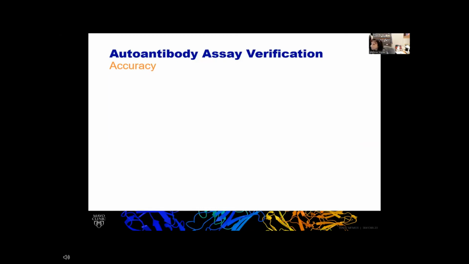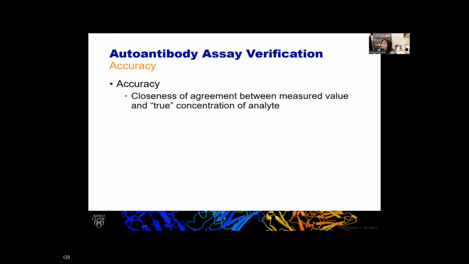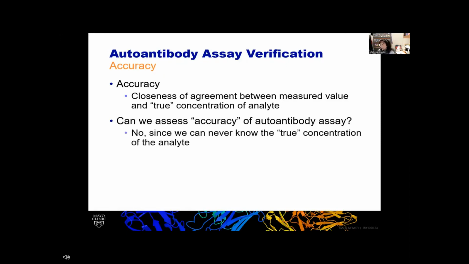Lastly, I'd like to move into accuracy assessment and how we might assess accuracy for autoantibody testing. So again, let's think about what we mean by accuracy. Accuracy can be defined as the closeness of agreement between a measured value and the true concentration of the analyte. Based on that definition, I would ask, can we really assess accuracy for autoantibody testing? I would have to say no, because we really don't know the true concentration of the analyte, or the autoantibody, that we're looking at. Because we don't have certified reference materials, we don't really have traceability to a gold standard or certified reference methodology.